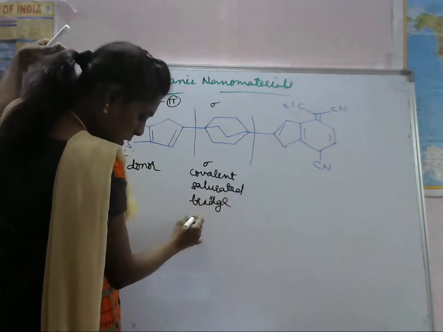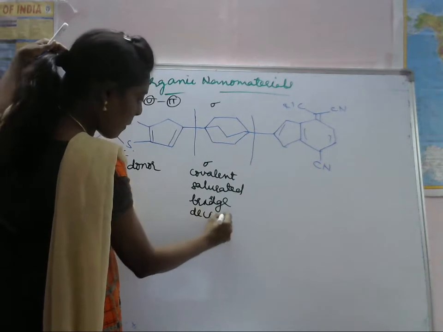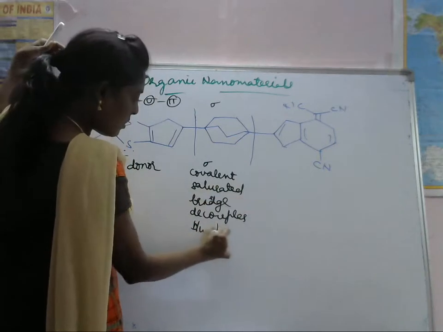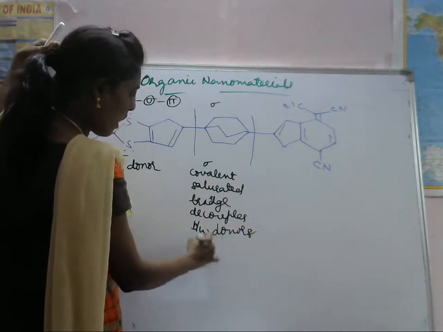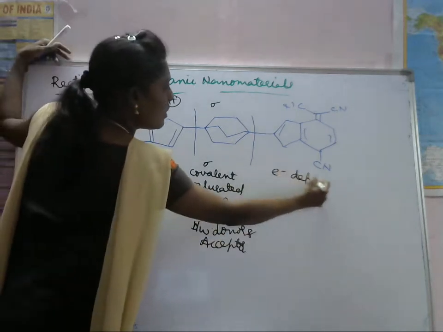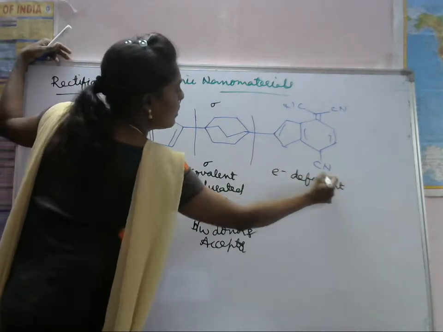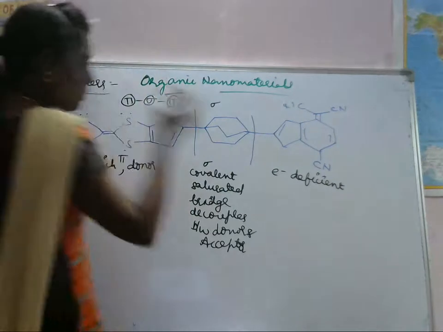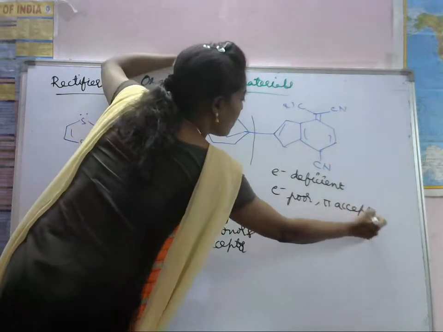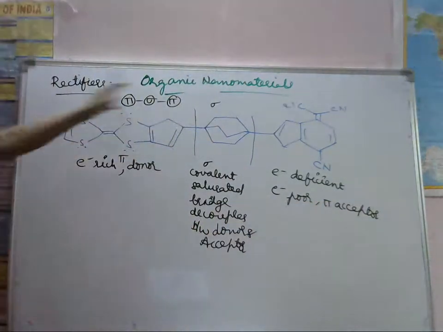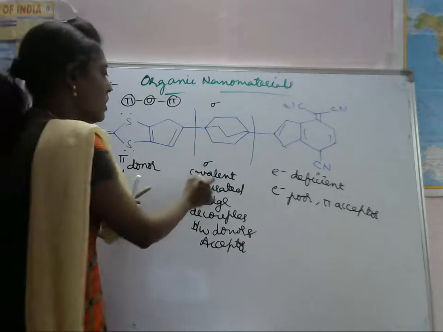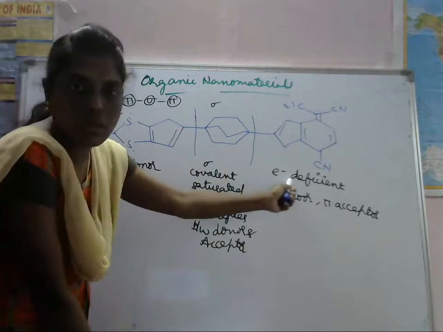Bridge couples or decouples between donor and acceptor. This one is electron deficient, that's why it is an electron-poor pi acceptor. And this one is electron rich and acts as a donor, and it has a covalent saturated bridge which decouples the donor and acceptor.